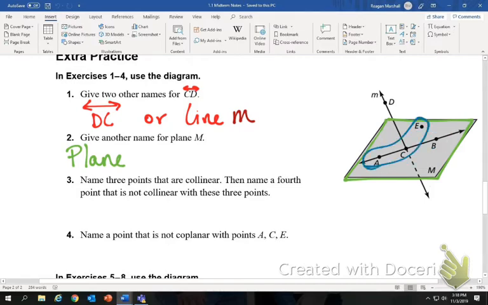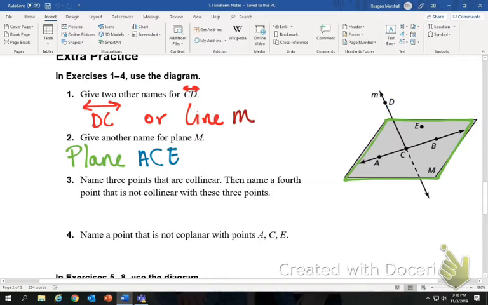So you could use these 3, you could use these 3, any 3 as long as it is not A, B, and C. So we could say plane A, C, E. And then again, you can't use D because it's not on the plane, and then M isn't even a point, and then neither is this M. So the only options were any of these 4 letters.